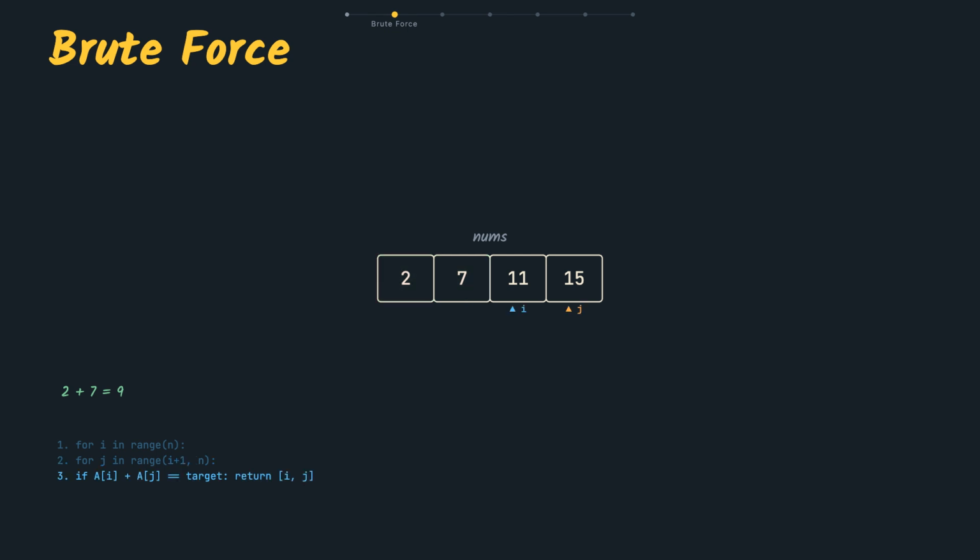Then we move on. Fix the second number. Scan everything after it. Then the third. Then the fourth. Now picture this with 10,000 numbers. We're checking roughly 50 million pairs. That's slow. That's O of n squared time. 2 loops, each going through the array. We can do better.